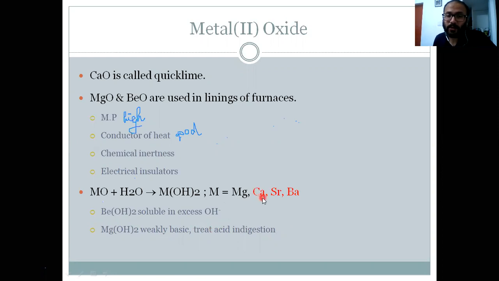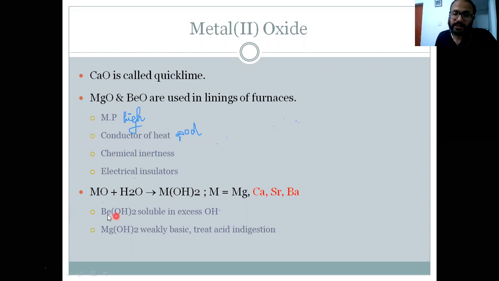Okay. However, calcium oxide, strontium oxide, and barium oxide react with water and form the corresponding hydroxides. And the reaction of calcium oxide with water to form calcium hydroxide is pretty exothermic. So all these red colored elements, that is calcium, strontium, barium, when their oxides react with water, the reaction is very exothermic. That is why I colored them in red. So all their oxides, when they react with water, form their corresponding hydroxide, and these reactions are highly exothermic in nature.